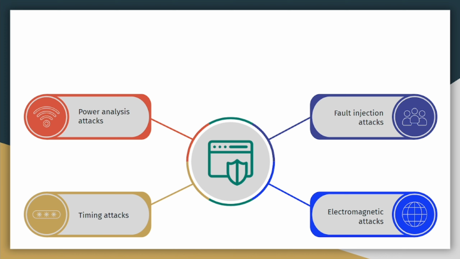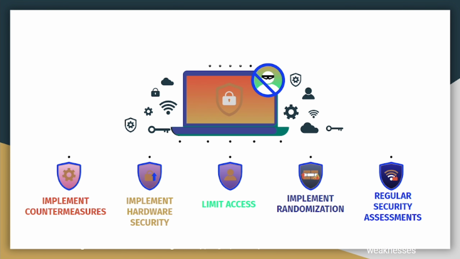The fourth one is fault injection attacks. By analyzing the system's response to these faults, an attacker can extract information about the cryptographic keys being used. So to mitigate the risk of side channel attacks, several measures can be taken.